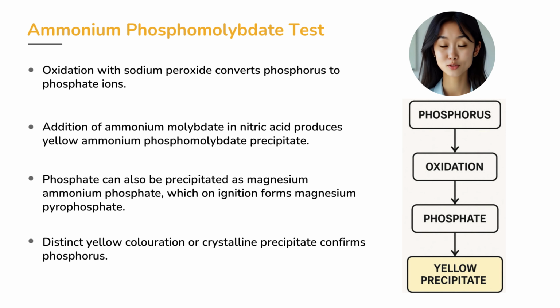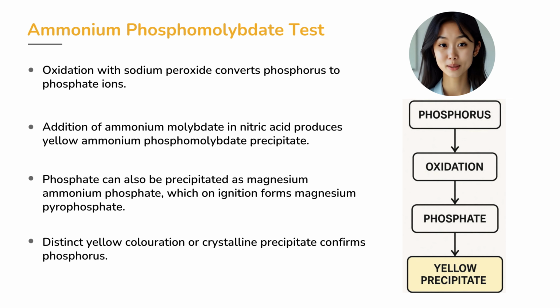Finally, let's check for phosphorus, which is less common but very important in biomolecules like DNA and ATP. The compound is oxidized with sodium peroxide, converting phosphorus into phosphate ions. When treated with ammonium molybdate solution in nitric acid, a canary yellow precipitate of ammonium phosphomolybdate appears. Another confirmatory method involves precipitating phosphate as magnesium ammonium phosphate, which on ignition yields magnesium pyrophosphate. Whether by a striking yellow color or crystalline precipitate, phosphorus makes itself known.